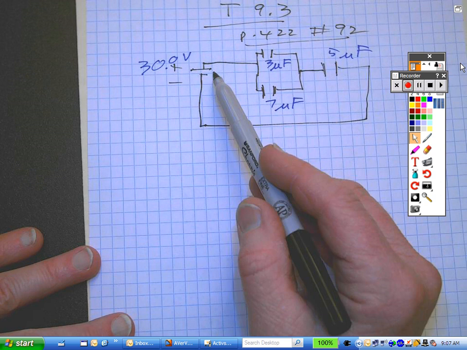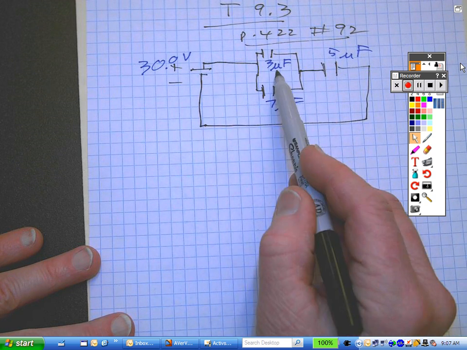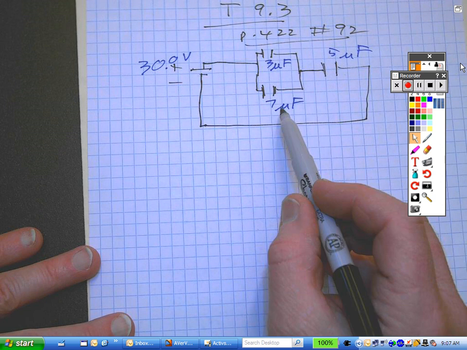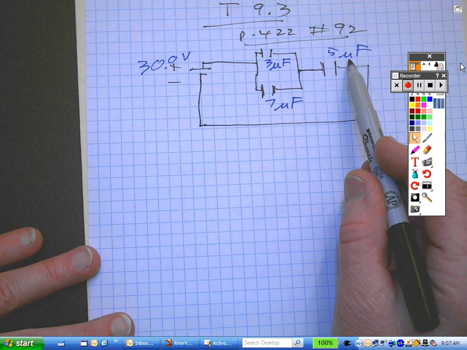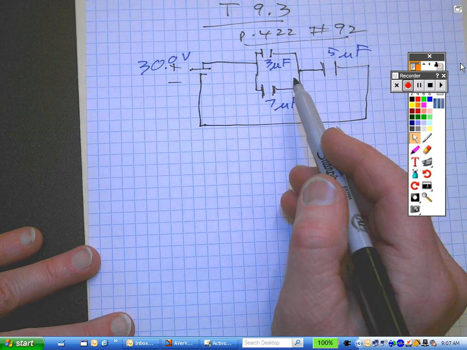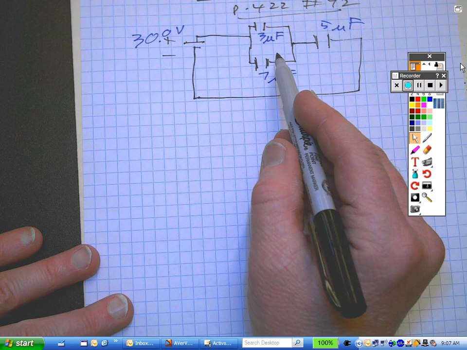As you see in number 92, what we've got is a parallel circuit with a 3 microfarad and a 7 microfarad capacitor. This is in series with a 5 microfarad. Again, circuitry behaves much differently for the capacitor than it does for a resistor.